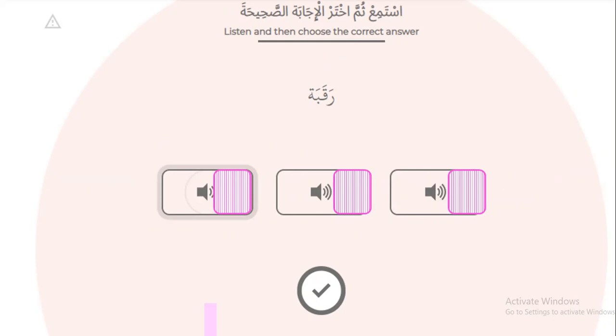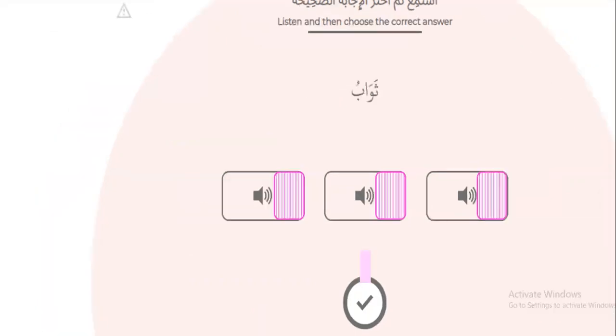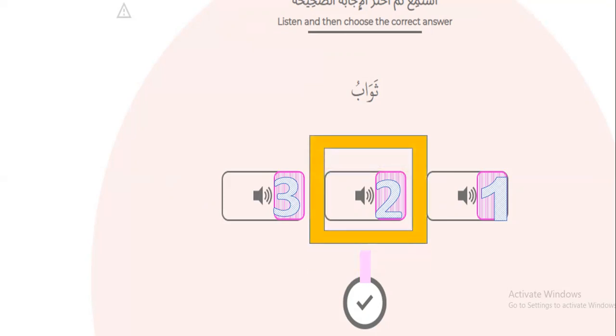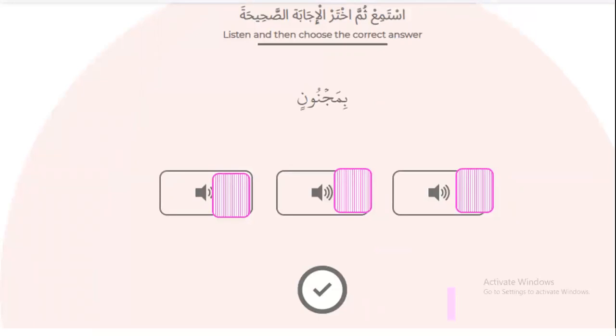Please look at the word and choose the correct answer. Look and listen. رقبات. Second one, رقية. The third one, رقبة. Which one is right? The third one, رقبة. Please look at the word and listen to me. Number one, ثياب. Number two, ثواب. Number three, ثوابٍ. Which one is right? ثوابُ. Yes, good.